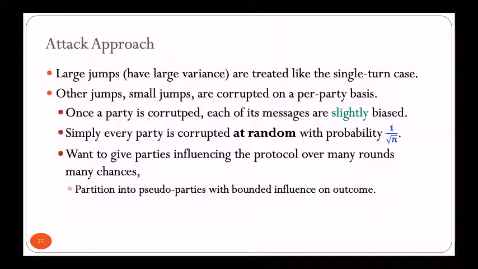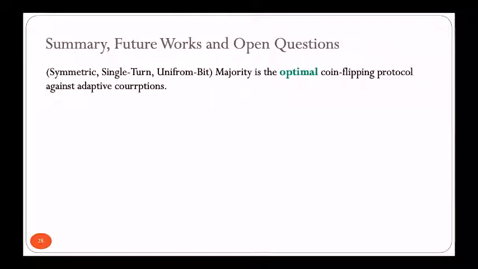If you have any questions, ask after the talk. I'm just going to summarize it since I'm already running over. So we showed that the symmetric single-turn uniform bit protocol, the majority protocol, really the simplest protocol possible, is the optimal protocol with respect to coin flipping, with respect to adaptive adversaries. And this closes the conjecture of Ben-Or and Linial from '85.